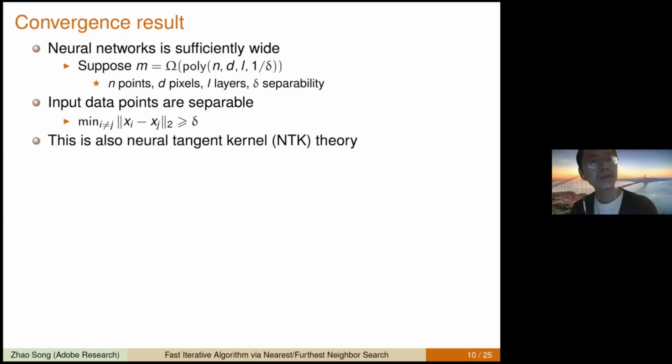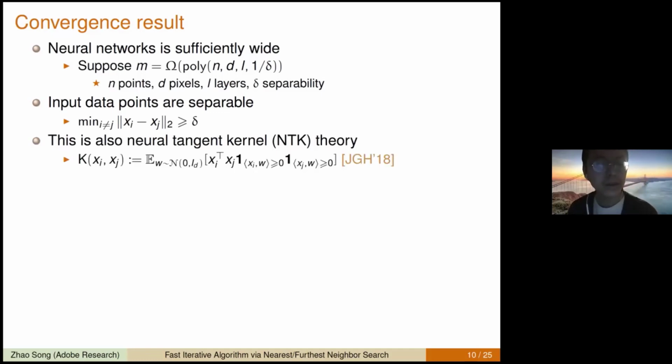These two assumptions are known as NTK theory. NTK theory says the following: we are running a linear regression, and you can also run a kernel regression. NTK says a neural network is basically doing some kernel regression where the kernel has a particular form. For any two data points xi and xj, you can define the kernel to be the expectation over a random Gaussian w, of xi transpose xj times the indicator that xi^T w and xj^T w are both nonnegative.